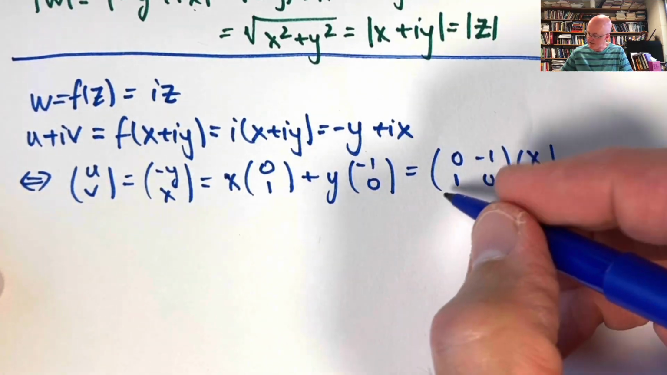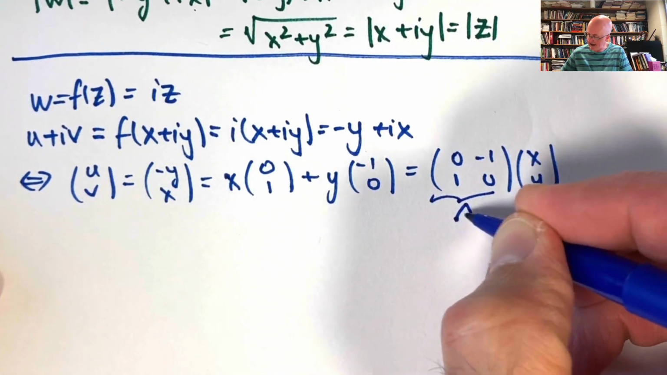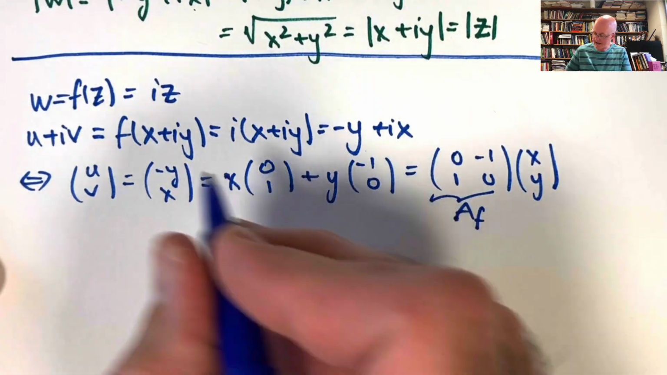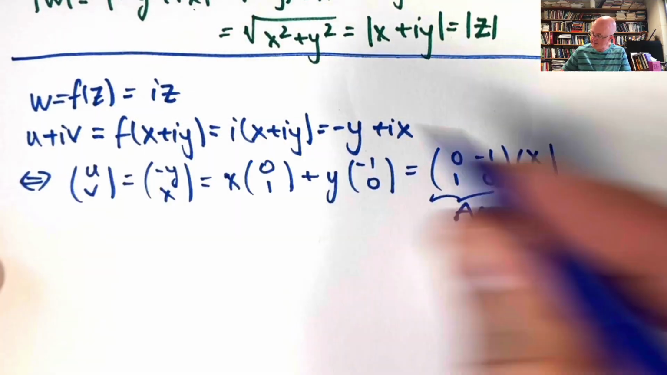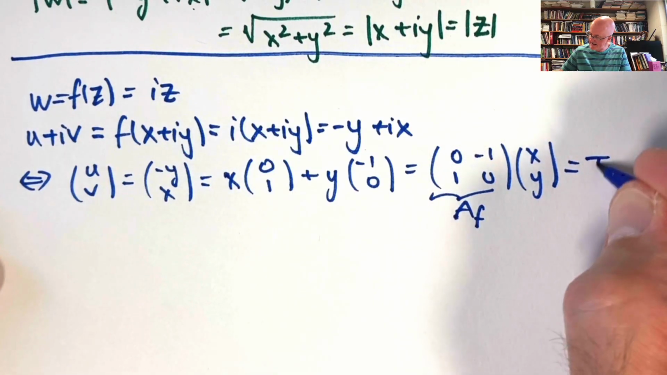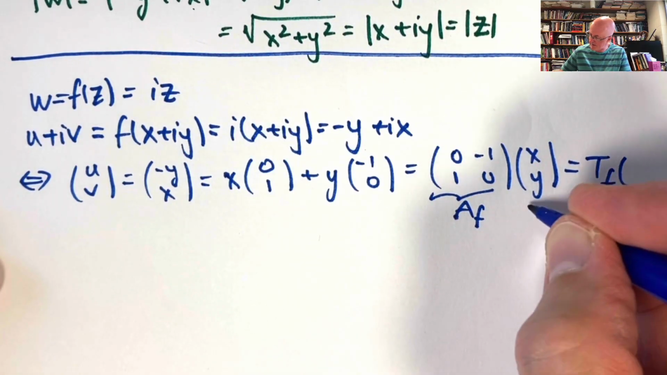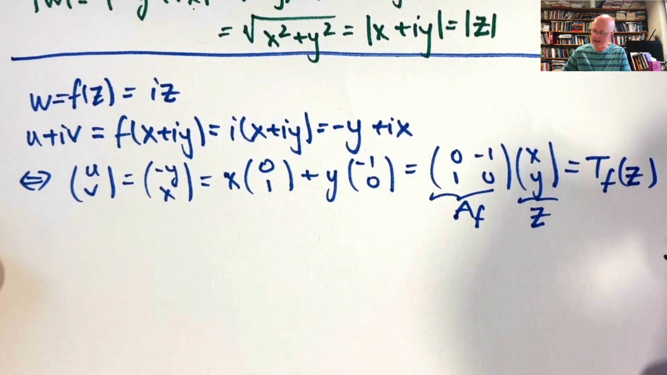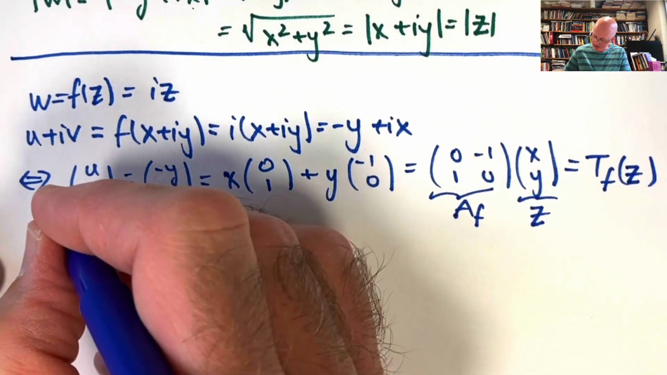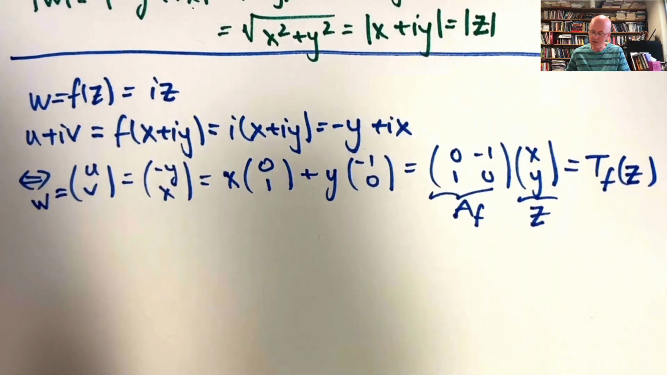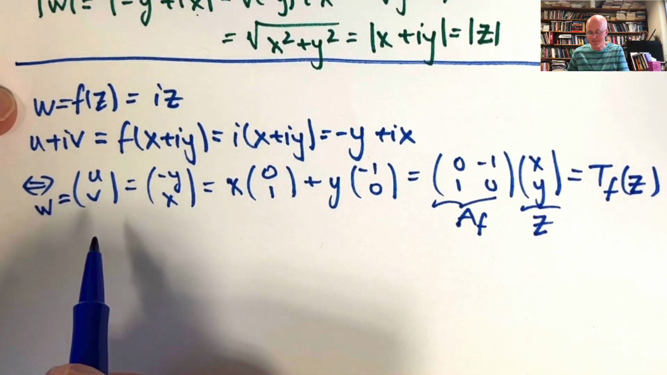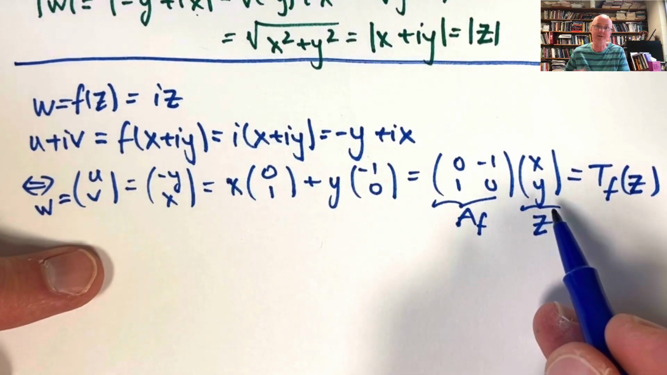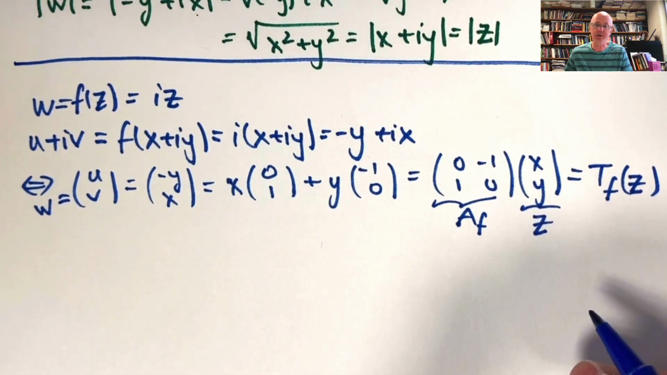I can give this matrix a name if I like. I could call it A sub f, capital A meaning it's a matrix, and sub f meaning it's corresponding with the function f. I could also call this T sub f of, well, if I want to give this vector a name, I should probably call it z. T sub f of z gives me this vector (u, v), which I could also call w. I'm abusing notation a bit. I'm treating w and z as both complex numbers and column vectors. We can be okay with that kind of abuse of notation.